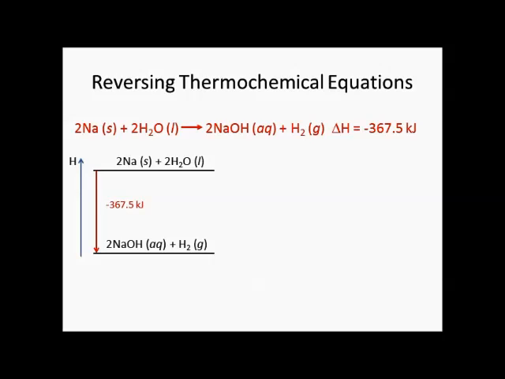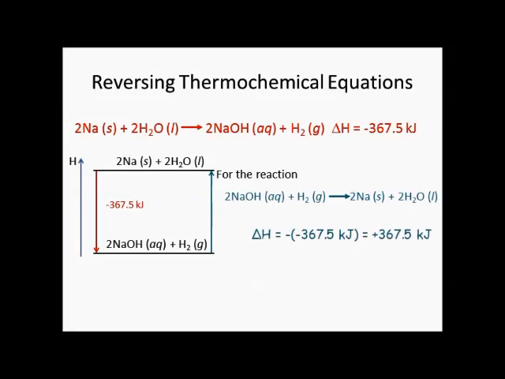We're essentially going the other way around. We're going upwards, and hence in the reverse reaction we just change the sign, since we're doing the same thing but in the opposite direction. And the change in enthalpy for this reaction therefore is plus 367.5 kilojoules.